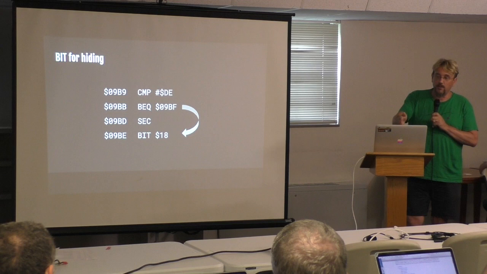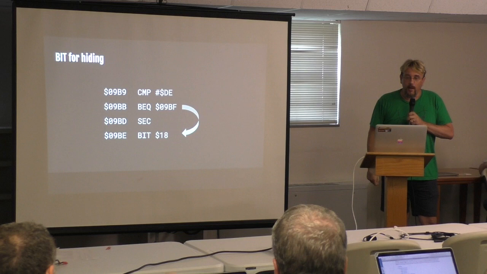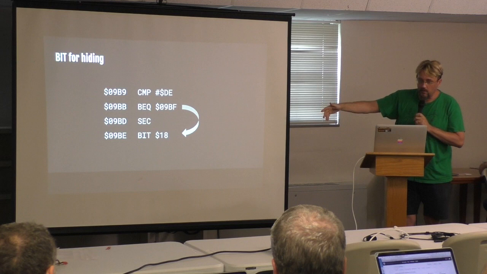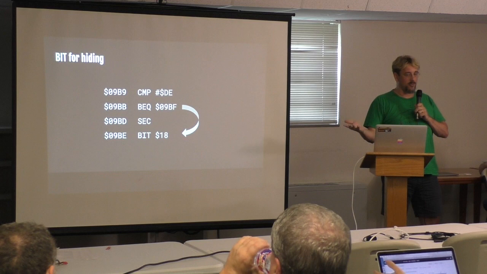This is taken from the RWTS code in Archon. So this is real code. This is production code that was used by Electronic Arts. And it's comparing to DE, so it's looking for the epilogue after one of the sector fields. And if that is equal, then it branches to 9BF. Well, if you're looking at a listing, 9BF doesn't seem to exist. Like, that's in the middle of another instruction.